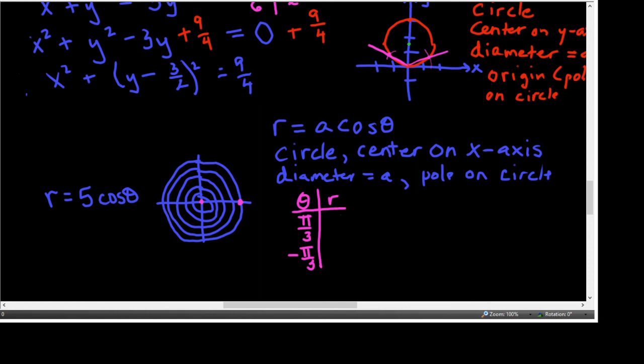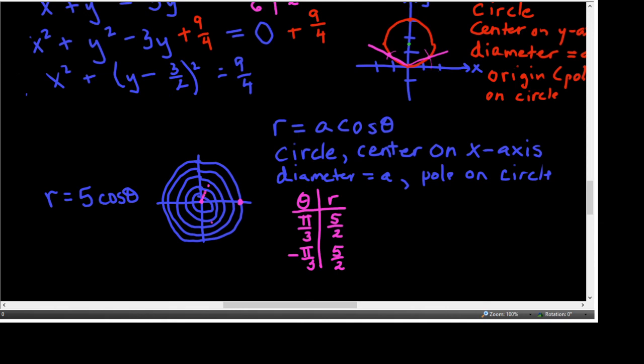So 5 times 1/2 will be 5/2. And the cosine of negative pi over 3 is also 1/2. 5 times 1/2 is 5/2. And so if I go to pi over 3, go to that radial line, I'm going to go out 2.5. And at negative pi over 3, go out 2.5. And those are 4 of the points that are on my circle.